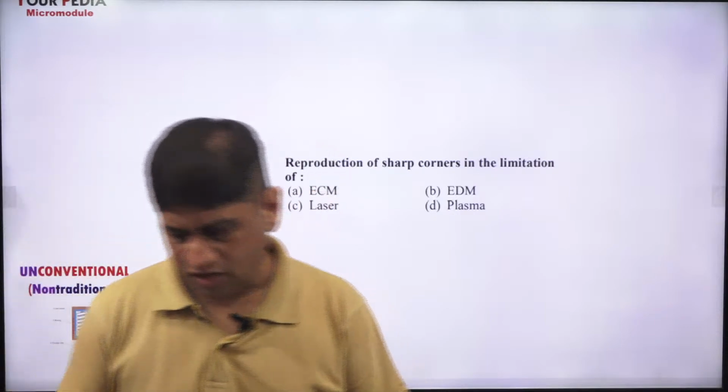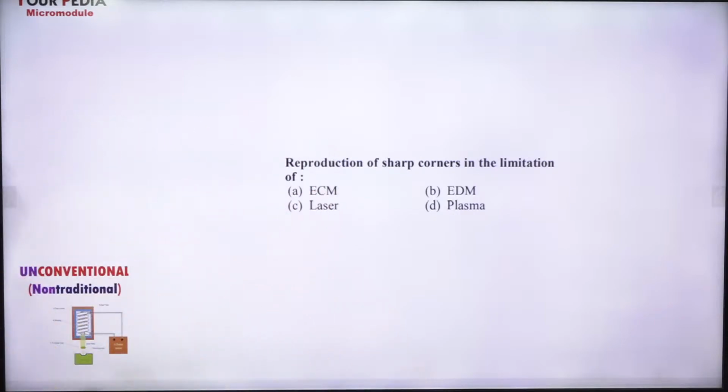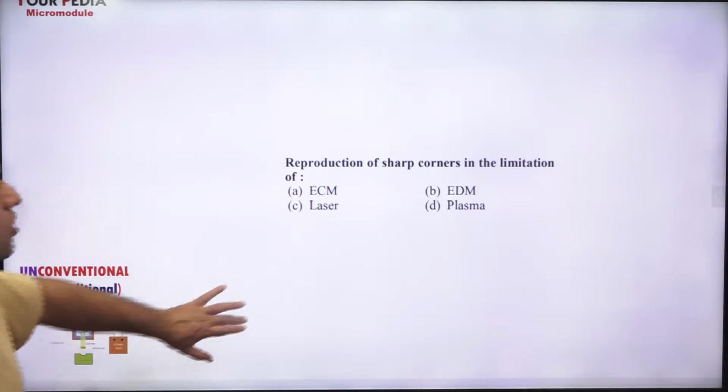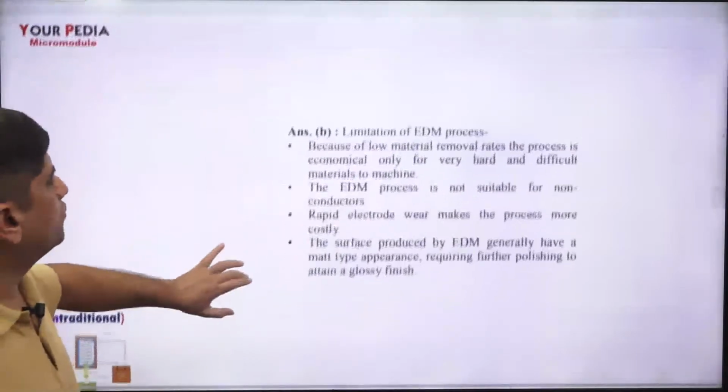Reproduction. So reproduction of sharp corners. Which one is having the limitation of reproduction of sharp corners? So you don't get sharp corners. In which of the following you may not get sharp corners, and you need to create the sharp corners. Okay, so reproduction of sharp corners is the limitation of what?